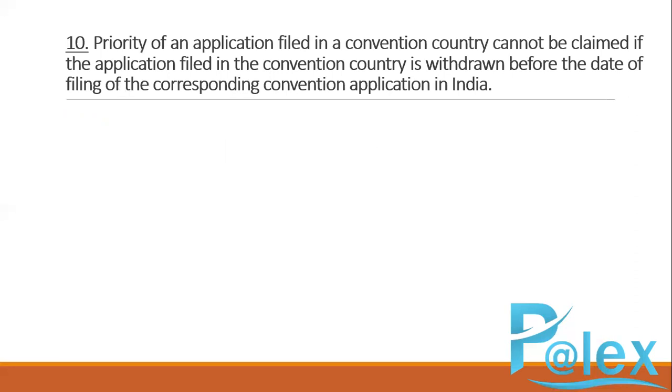Last 10th question, priority of an application filed in a convention country cannot be claimed if the application filed in the convention country is withdrawn before date of filing of the corresponding convention application in India. This is true, reason being one of the logical reason in this case may be that the applicant need to provide the priority document while submitting the convention application actually, and if that application is withdrawn, you may not be in a position to get the priority document. So this is a true statement actually.